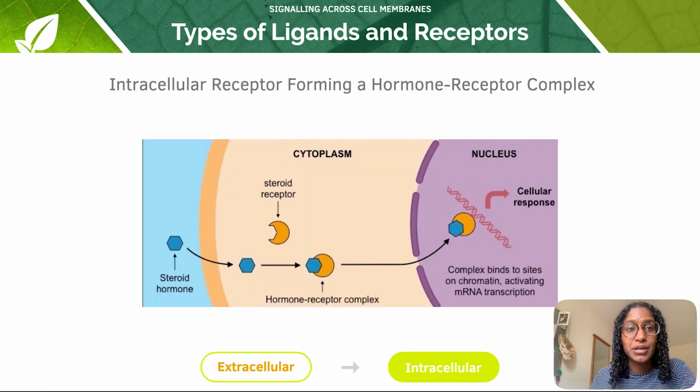So this is just a zoom in on that. You can see that we have our hormone receptor complex moving into the nucleus and stimulating a response. And if it's in the nucleus, what response will it be stimulating? Usually something to do with genes. So in this case, the complex is binding to sites and chromatin, activating mRNA transcription.